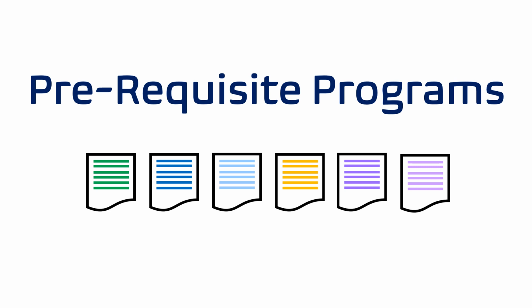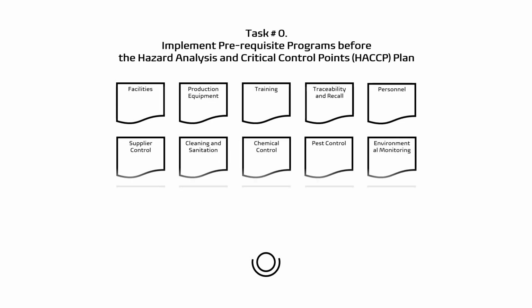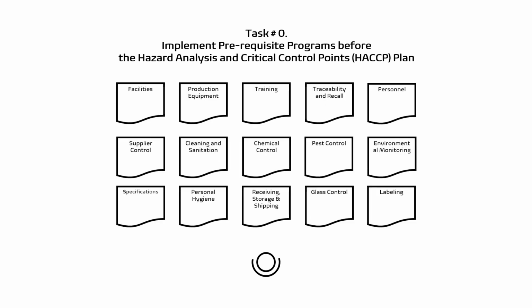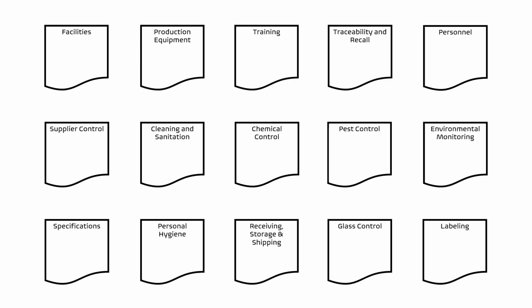They can be found in the requirements of regulations and private standards as good manufacturing practices, or GMPs, and good hygienic practices, or GHPs. PRPs are required to be implemented before HACCP. The logic used to create them may not be clear at first, but they will make sense as the HACCP plan is completed and they are modified.